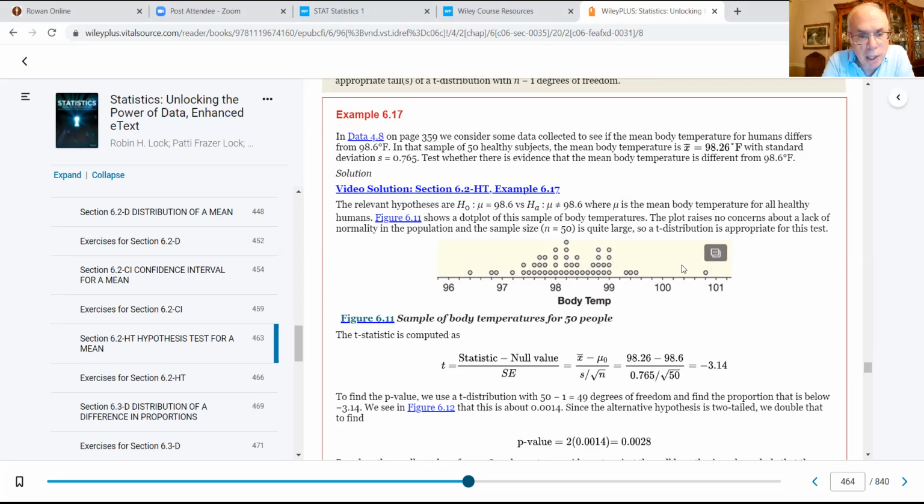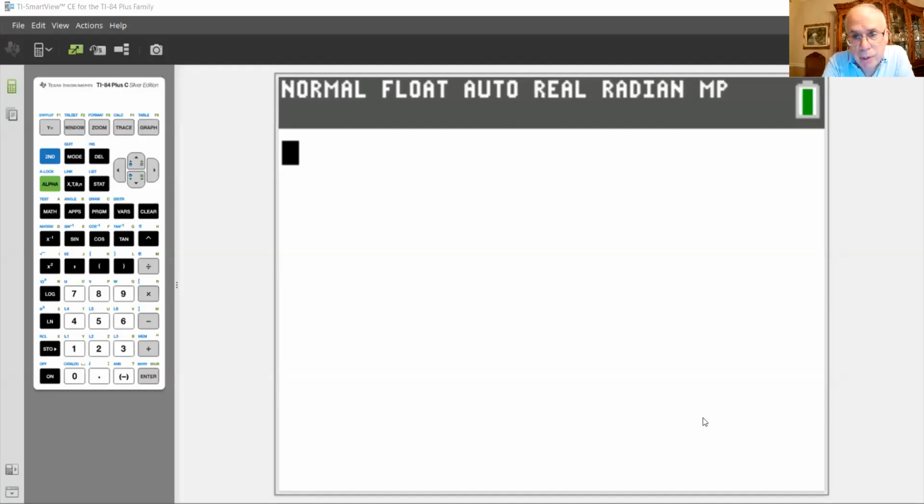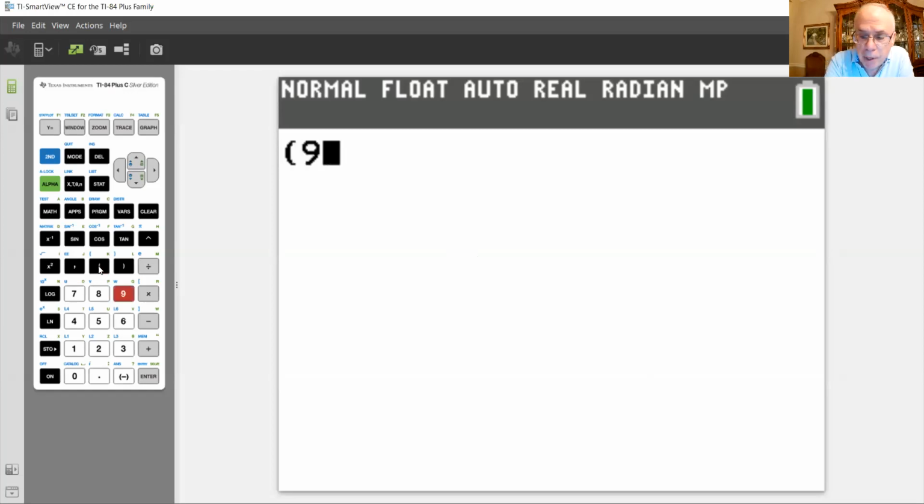I want to show you how to put this into your calculator. It's really important because if you don't put it in right, you're going to get the wrong answer. I've seen many students not do this correctly. So let me share my screen and share the calculator here. How do we put this t-statistic into the calculator? We open up a set of parentheses for the numerator of the t-statistic. I'm going to type in 98.26.